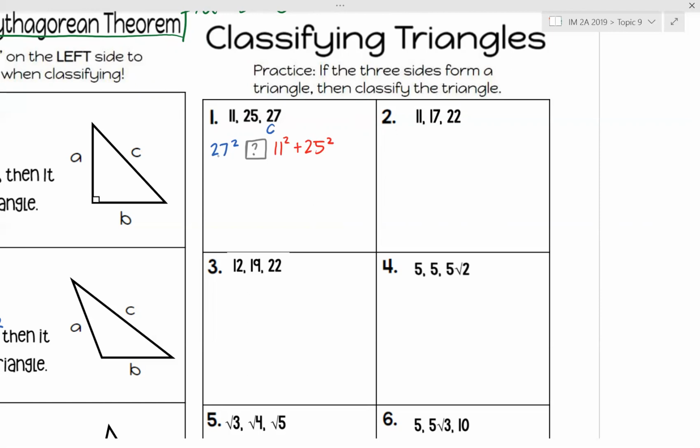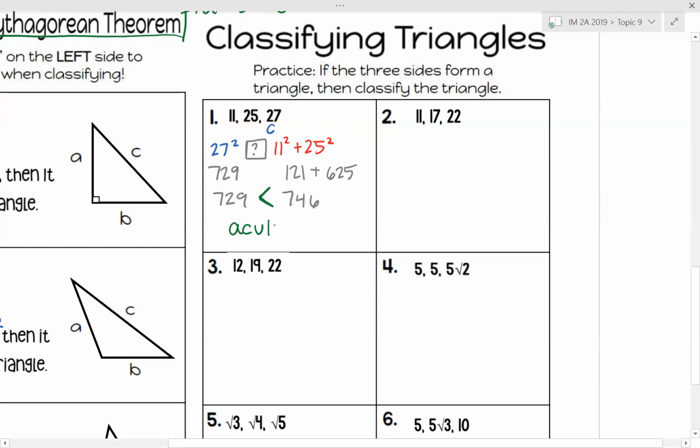If I square 27, that's 729. And if I square 11, that's 121, plus 25 squared is 625. So I'm comparing 729 with 121 plus 625, which is 746. So the 746 is larger. When C squared is smaller, that's going to create an acute triangle.